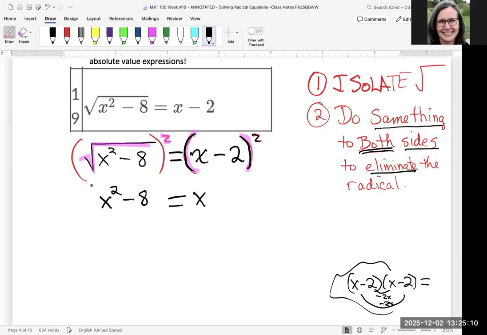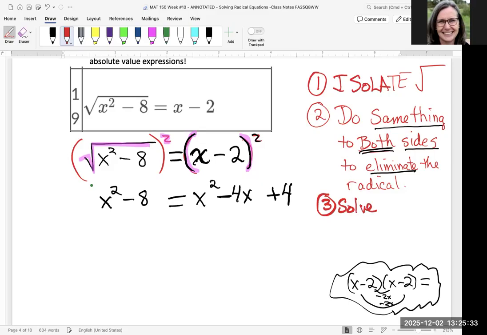So the right side becomes the first term squared, x squared. Negative 2 times negative 2 is positive 4. And then my middle term will be a minus 4x. If you're forgetting how to multiply binomials, jump on back to week 6 and 7 and find some good videos there. Okay? And then solve.